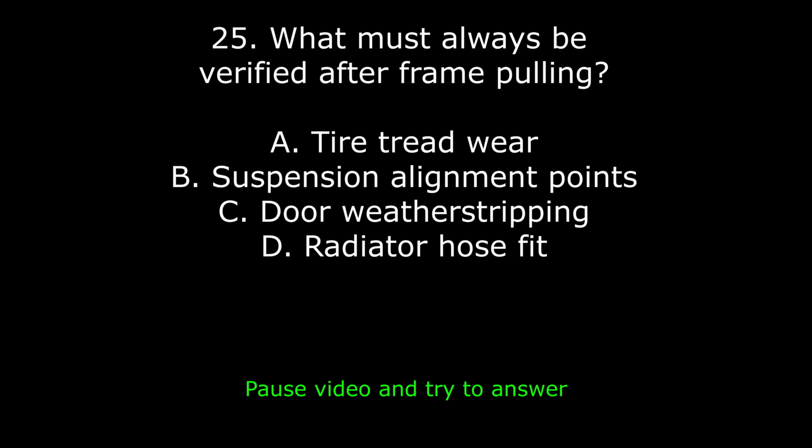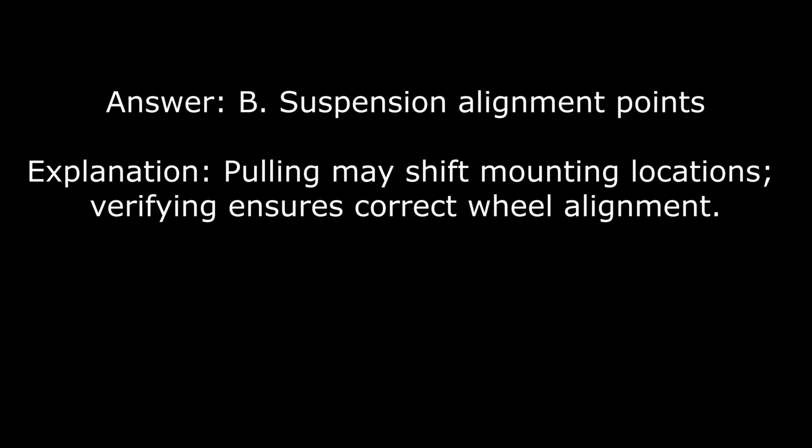25. What must always be verified after frame pulling? A. Tire tread wear. B. Suspension alignment points. C. Door weather stripping. D. Radiator hose fit. The answer is B. Suspension alignment points. Explanation: pulling may shift mounting locations. Verifying ensures correct wheel alignment.